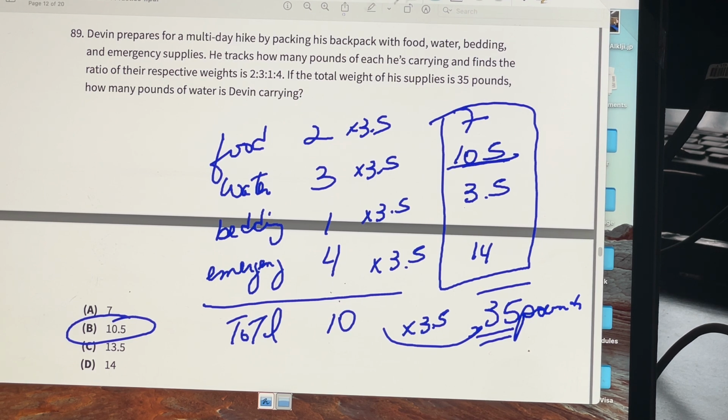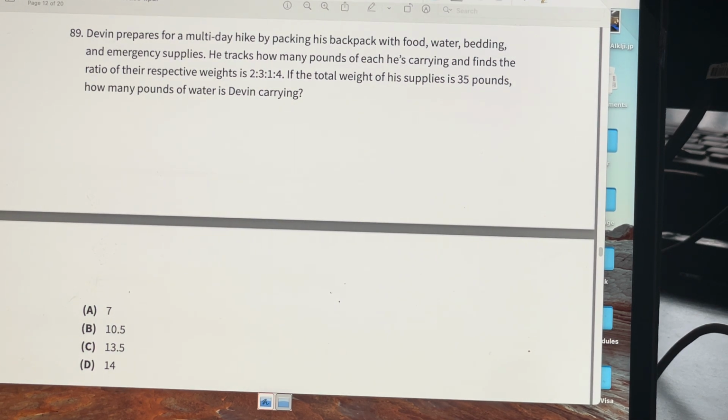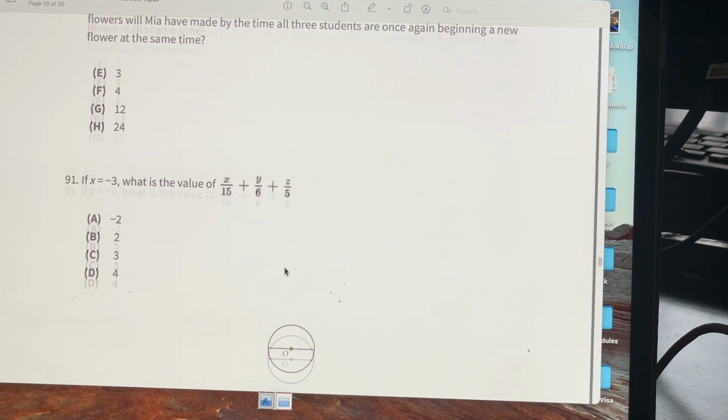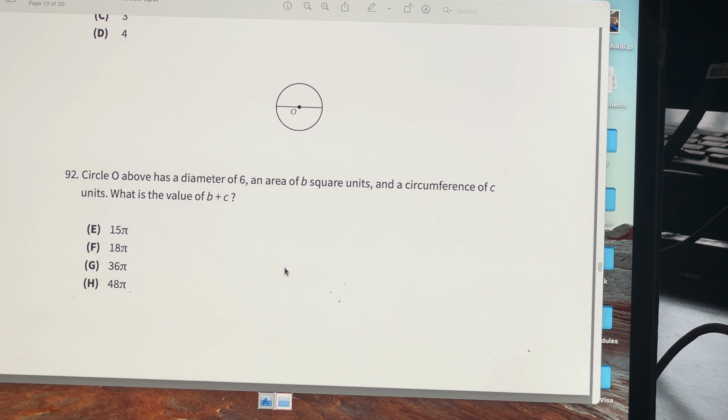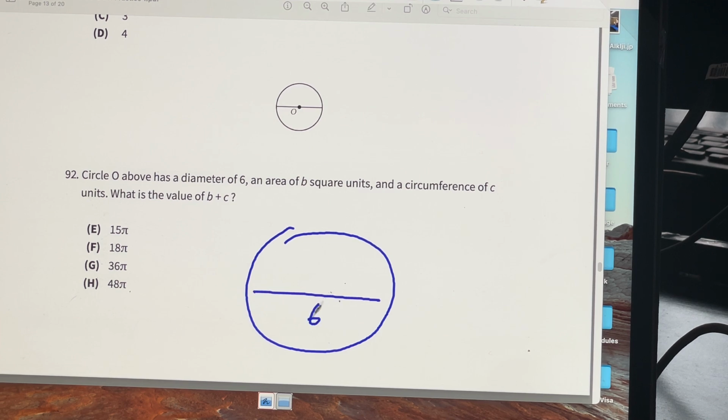92. The circle above has a diameter of 6, okay? And just make that bigger. So if the diameter is 6, the radius is 3. An area of B square units, and the circumference of C units. What is the value of B plus C?